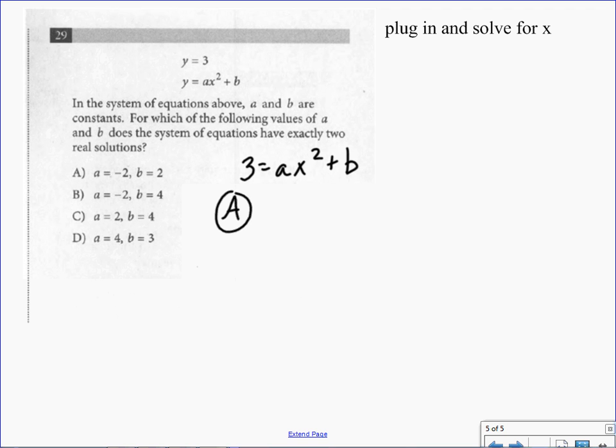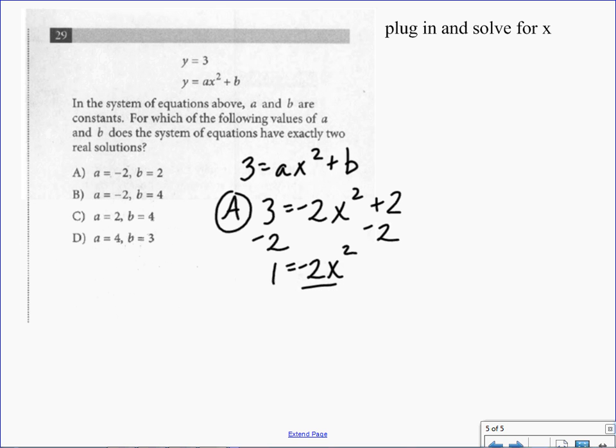Okay, so with a, we have 3 equals negative 2x squared plus 2. We're solving for our x value to see if there's 2 solutions. So here we have negative 1/2 equals x squared, which means that when we take the square root of this, we're taking the square root of a negative, which means we have an imaginary solution, which means that we do not have exactly 2 real solutions. Okay.